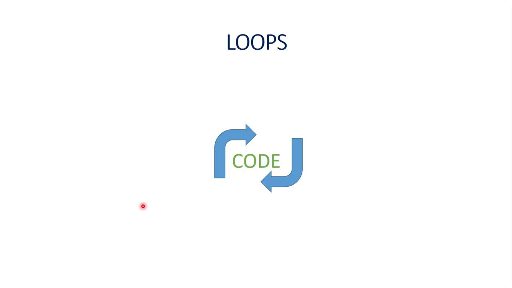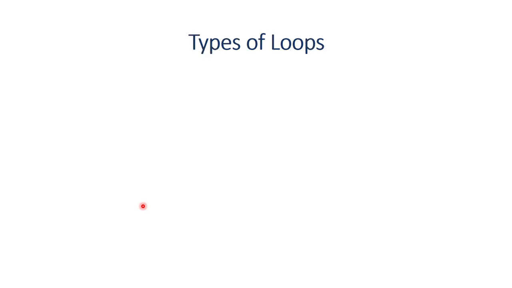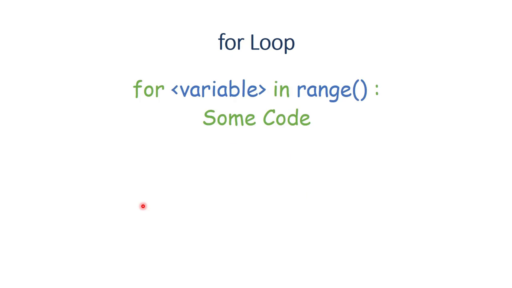Hello guys, I'm Adar and in this video I will teach you loops. So we use loops when we want to run our code over and over again. If we have a piece of code and we want to run it multiple times, we use loops. There are two types of loops: one is a for loop and the other is a while loop.